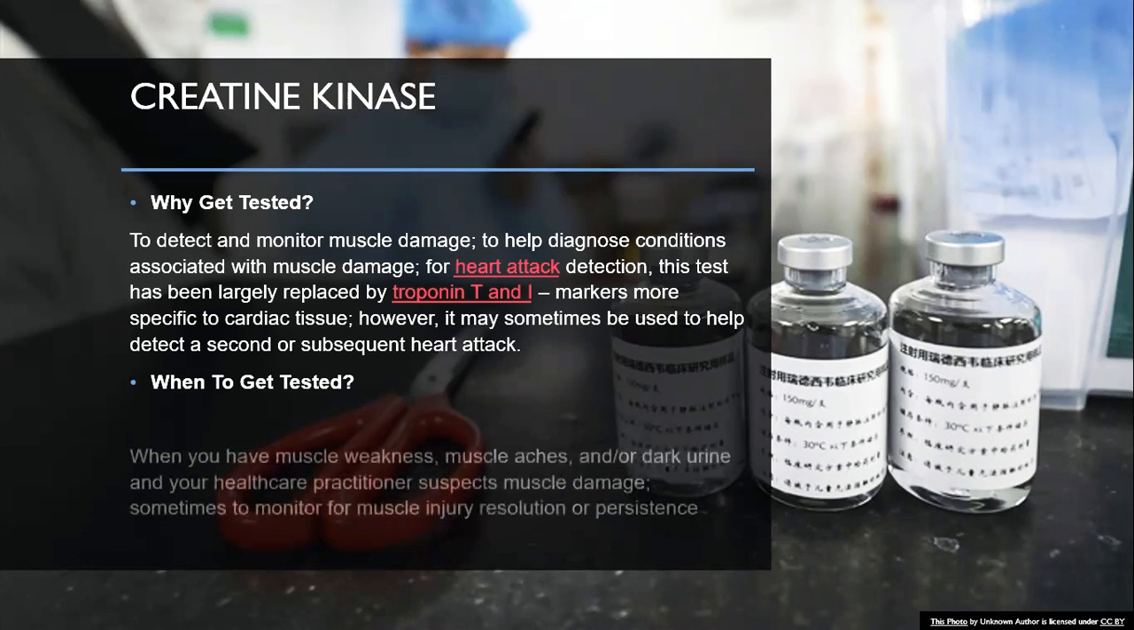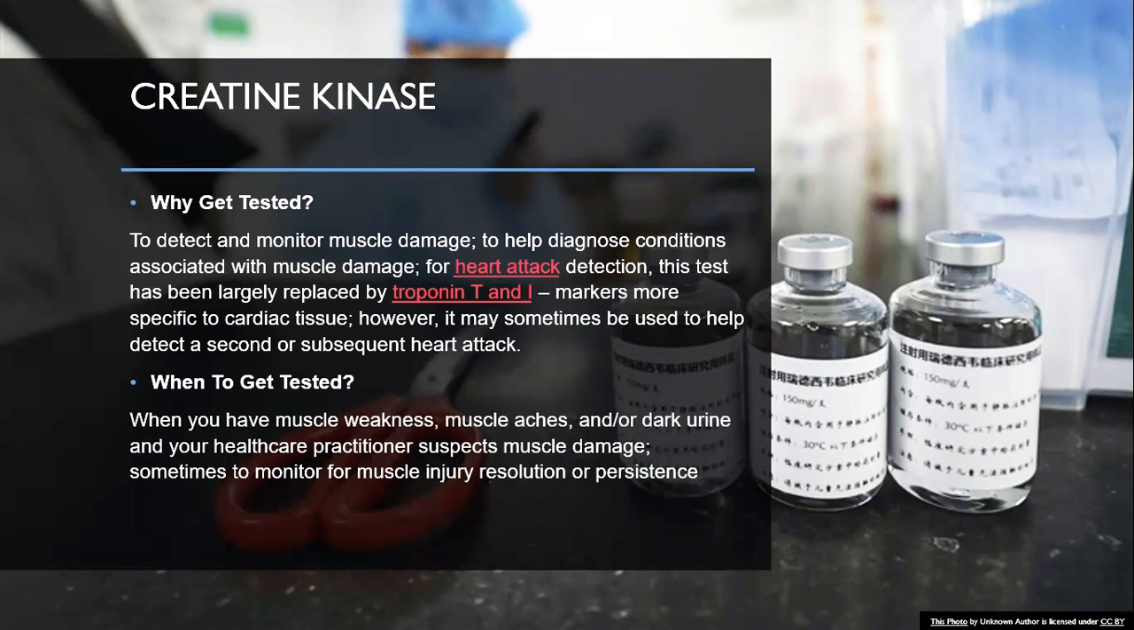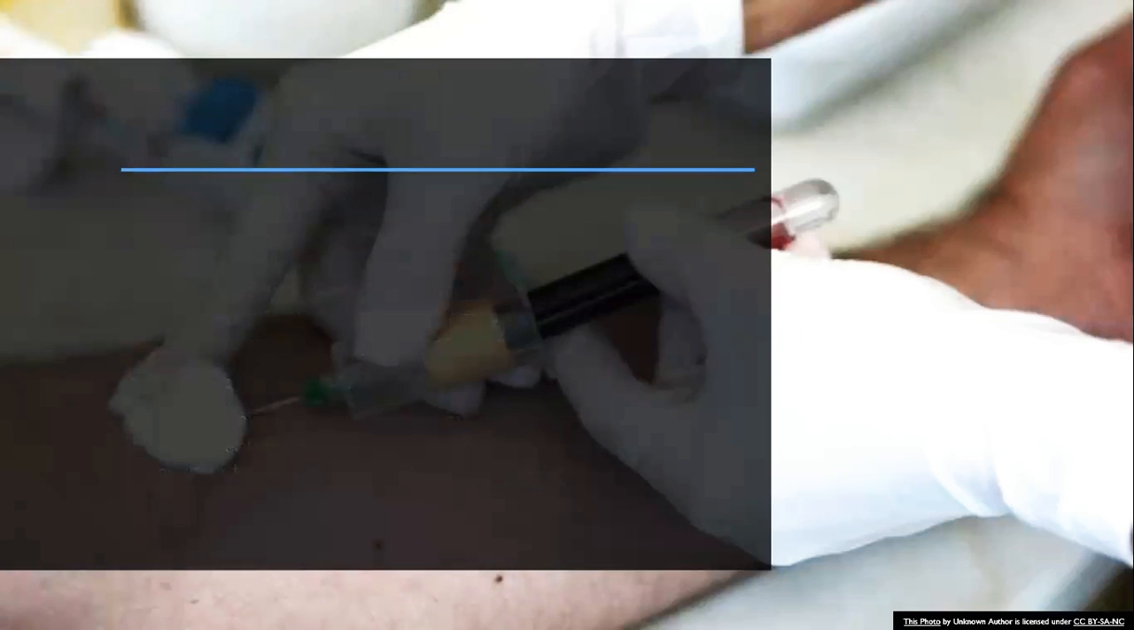When to get tested? When you have muscle weakness, muscle aches, or dark urine and your healthcare practitioner suspects muscle damage. Sometimes to monitor for muscle injury resolution or persistence too. You must get tested for creatine kinase levels when you are having any muscle problem or any heart problem.